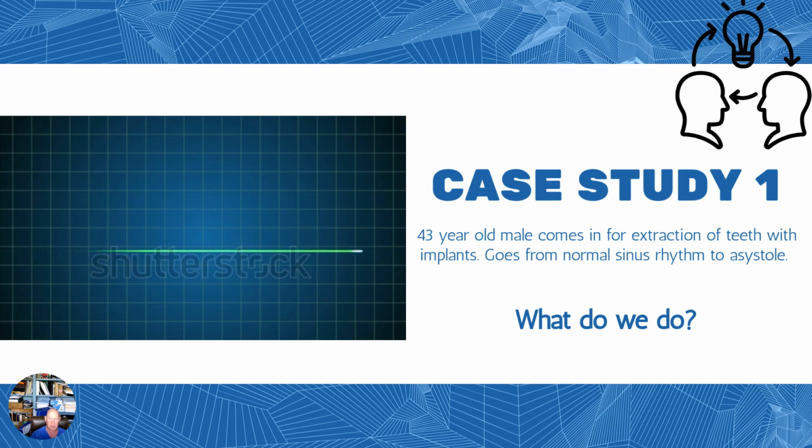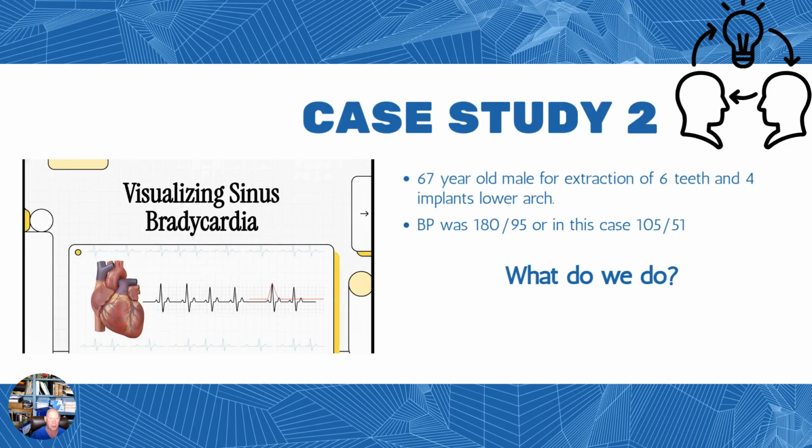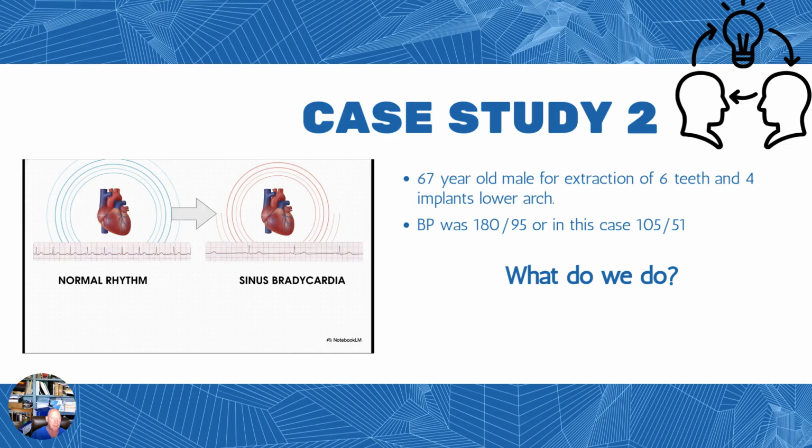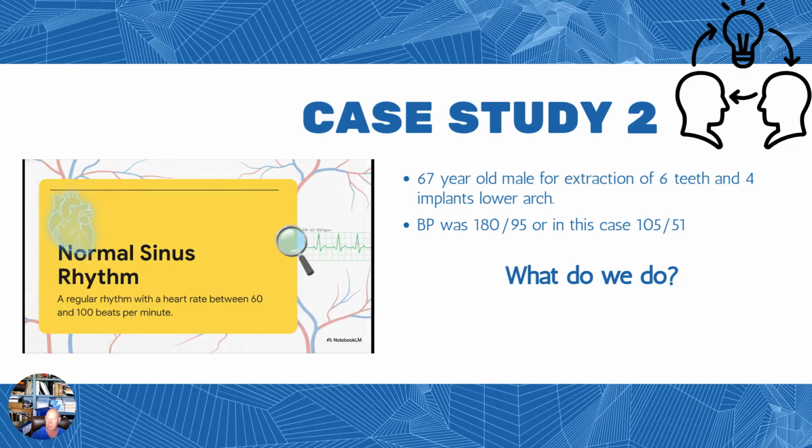Next case, we had a 67-year-old. Let's take a look at sinus bradycardia. It's a heart rhythm that's just slower than normal. Check this out. You've got normal on the left and bradycardia on the right. You can literally see how the heartbeats are way more spread out. That's the dead giveaway. So what's normal? We're talking a steady rhythm somewhere between 60 and 100 beats a minute.